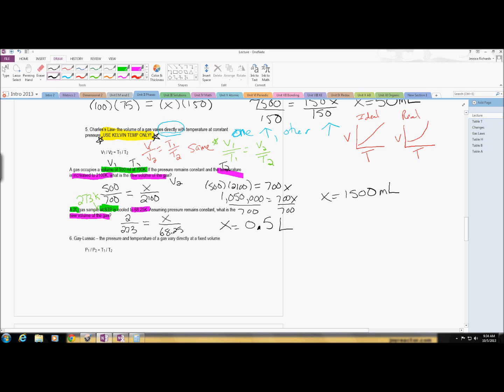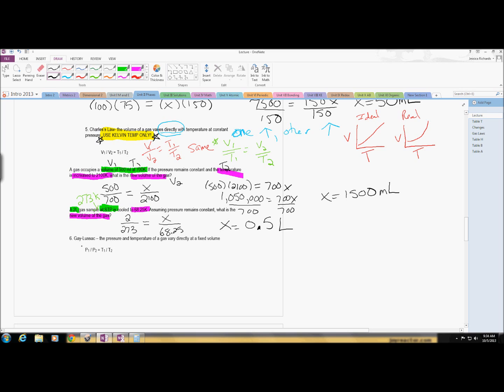If they've cooled it from 273 to 68, they've decreased the temperature. The volume should decrease also because this is a direct relationship. 0.5 is definitely less than 2. You probably set it up correctly.